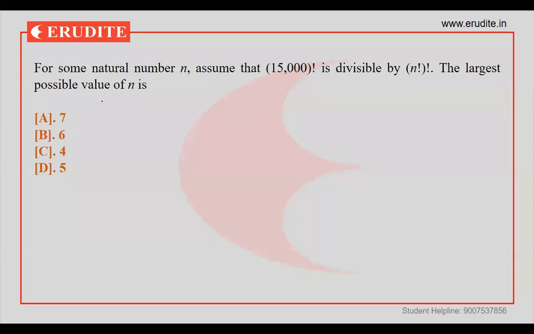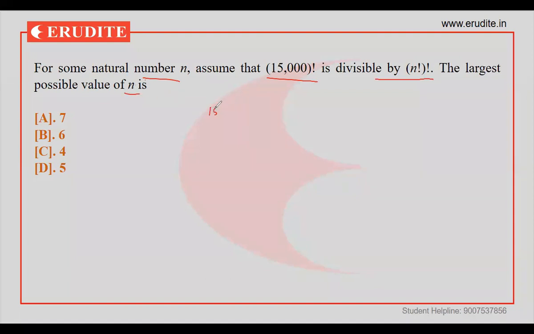Hello everyone. So what we are going to do is solve this question. This question came in CAT 2022 slot 2 paper. They're saying that for some natural number n, assume that 15,000 factorial is divisible by n factorial factorial. Find the largest possible value of n.